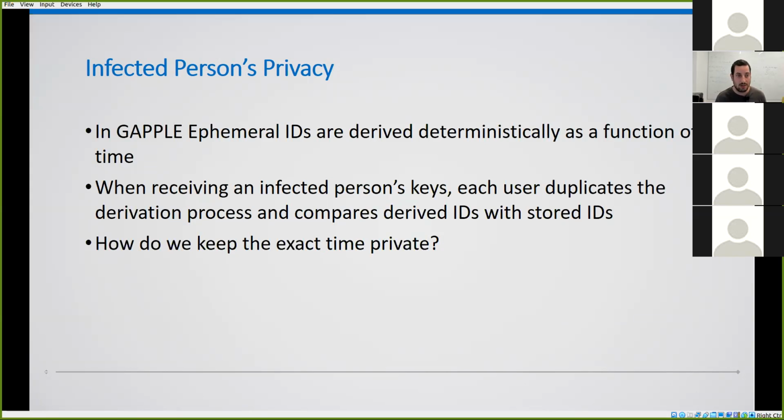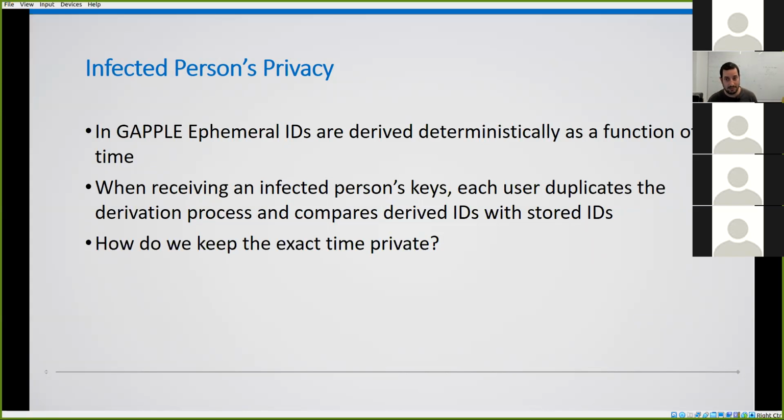So we need to talk a little bit about the infected person's privacy. And in the GAEN solution, as I will call it from now, ephemeral IDs are derived deterministically as a function of time. And they want to hide the exact time of the contact. So when you receive an infected person's key, each user can duplicate the derivation process and compare the derived ID with the stored one. And this actually reveals the time that the message was sent. And also we can simply store the time when you got this token.